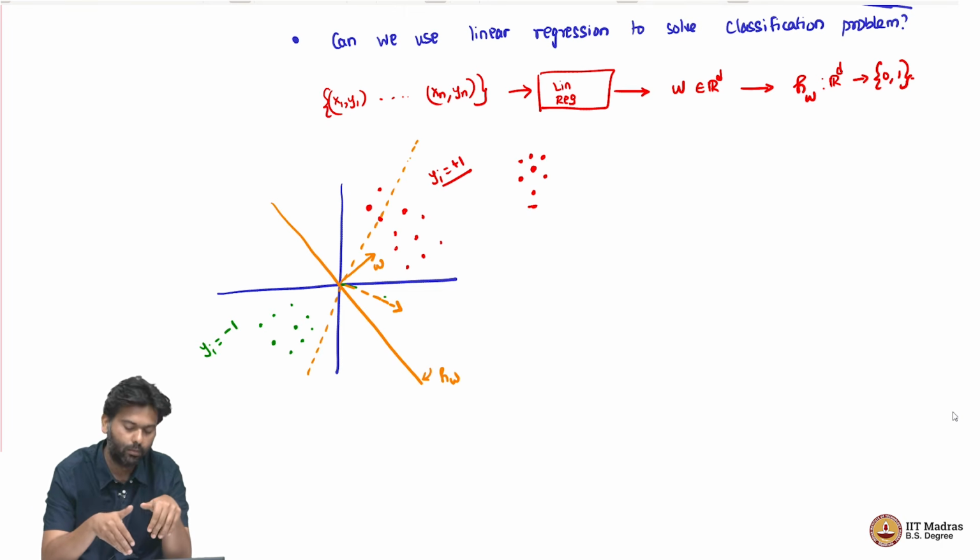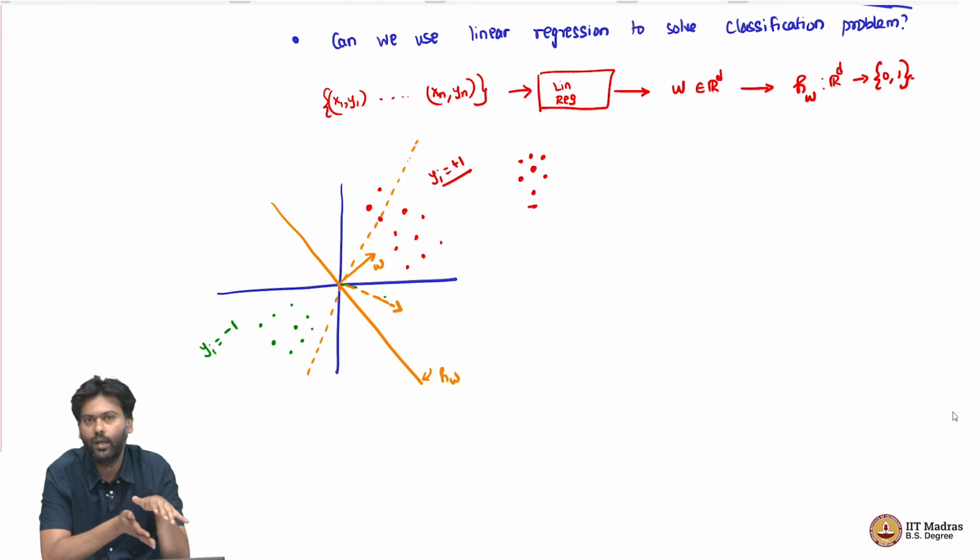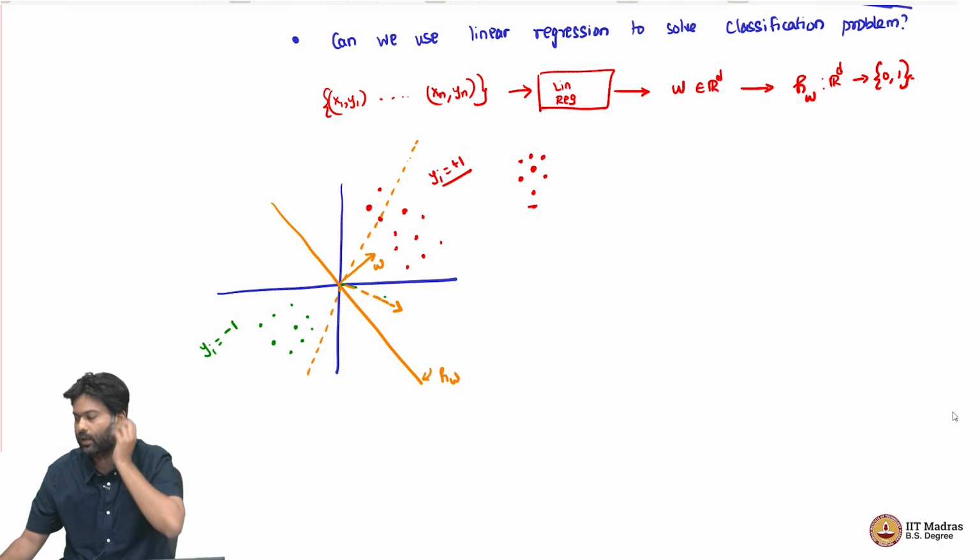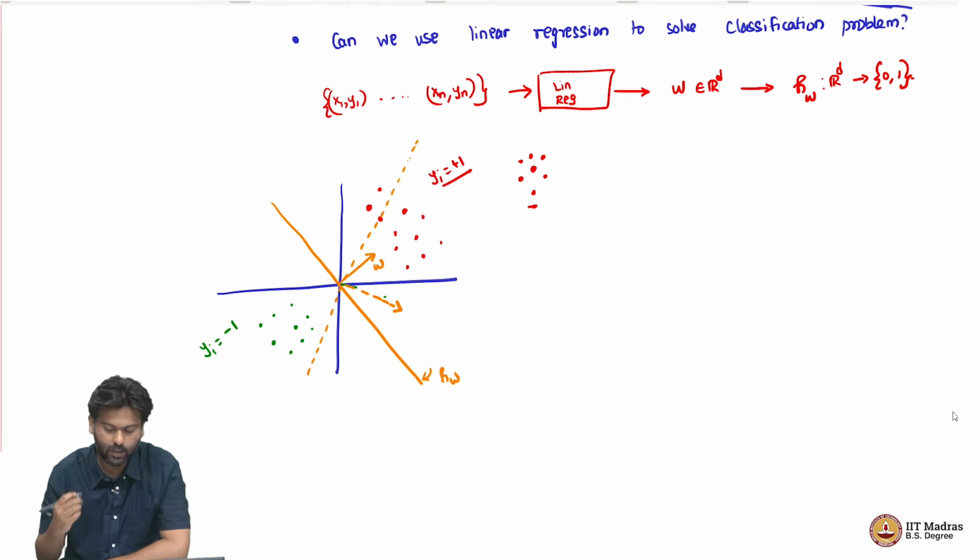That might lead us to some line which might actually make errors on the data set, while you can actually find a line which makes no errors in terms of the 0-1 loss, whereas the line that minimizes the squared loss may end up making some errors. In other words, the main point is that your least squares or the regression problem.